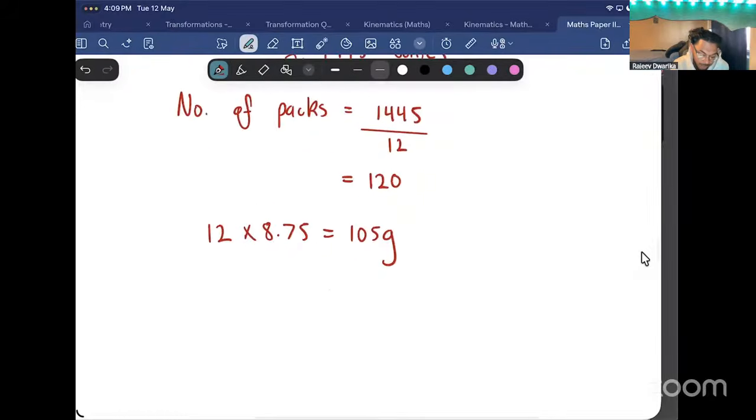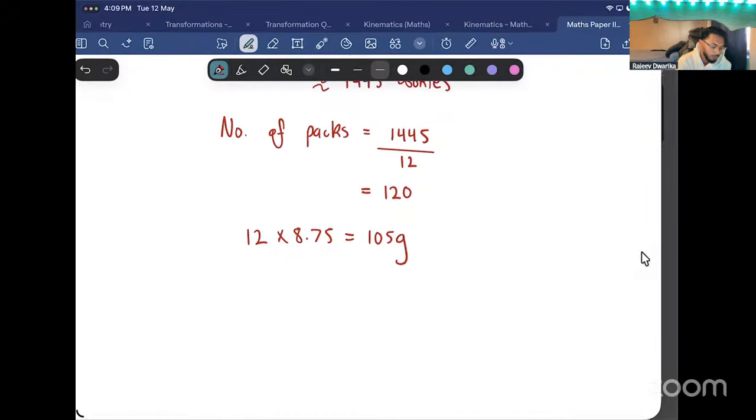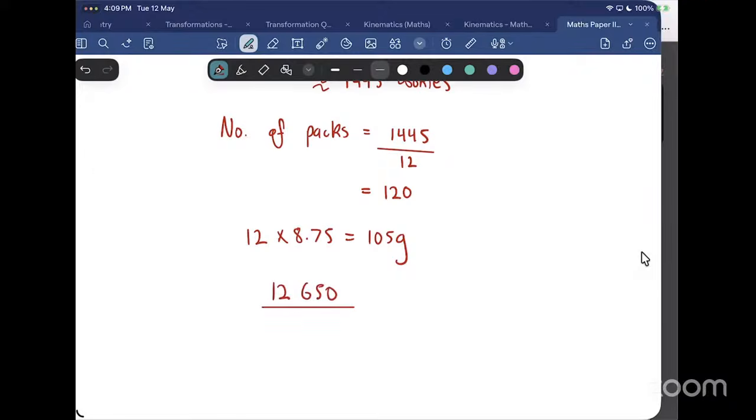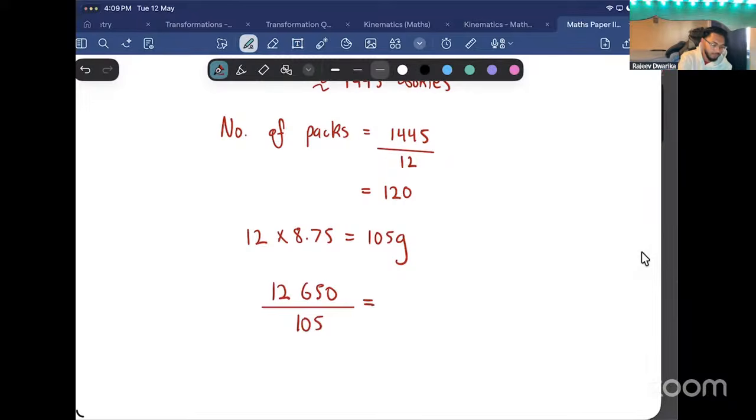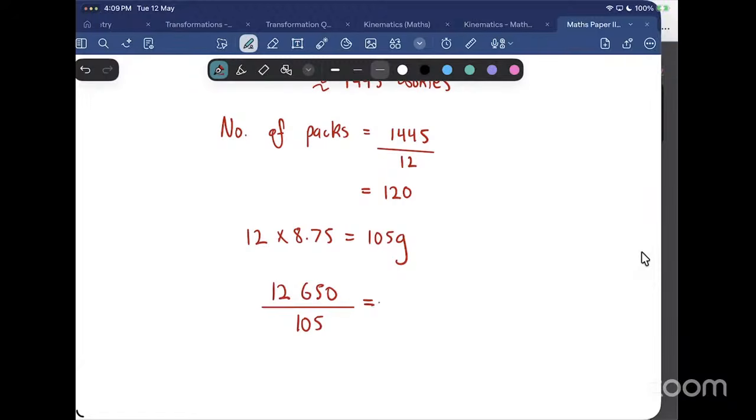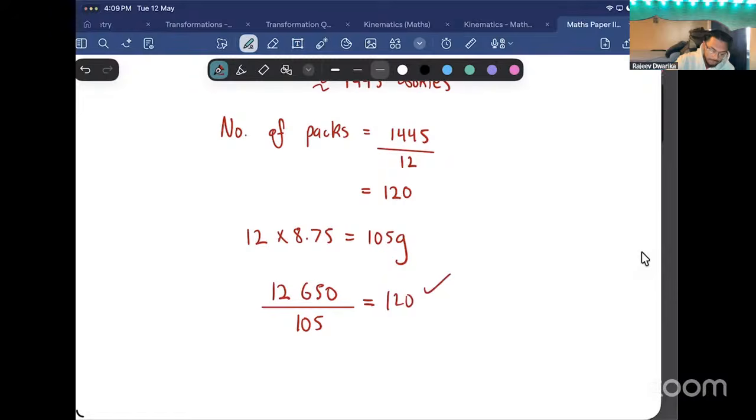Good. You need 105. And so to figure out how many packs we can make, we'll say 12650 divided by what? 105. And what will we get? You'll get 120, right? That checks off.